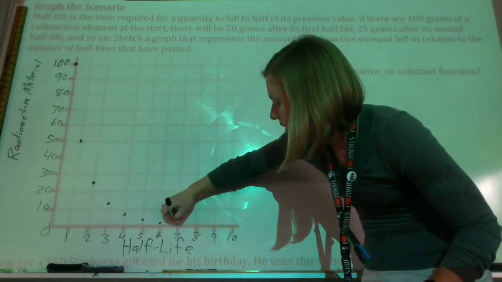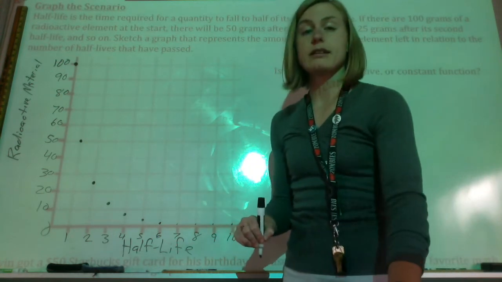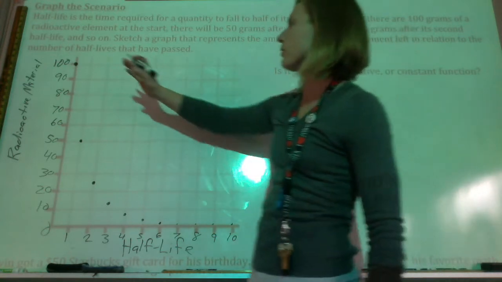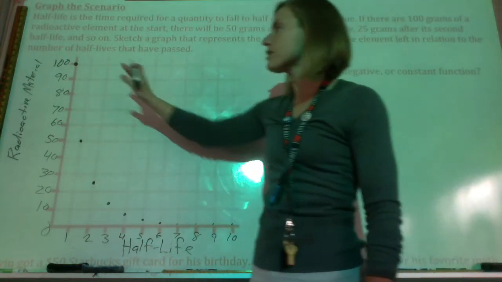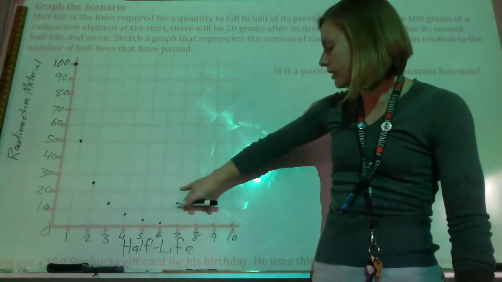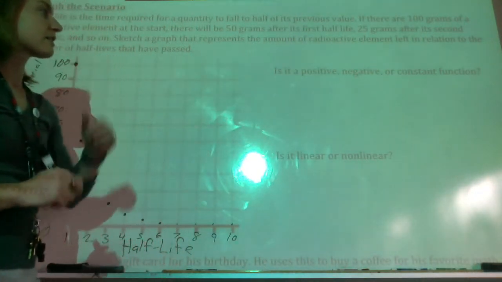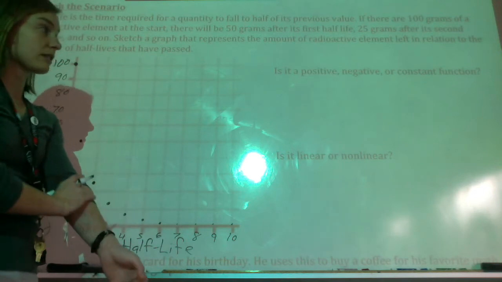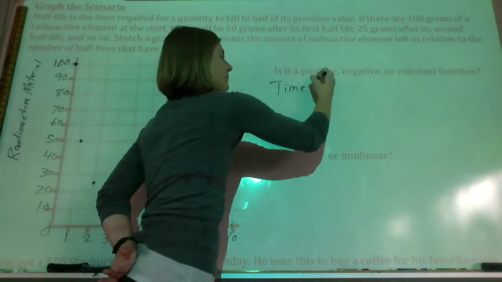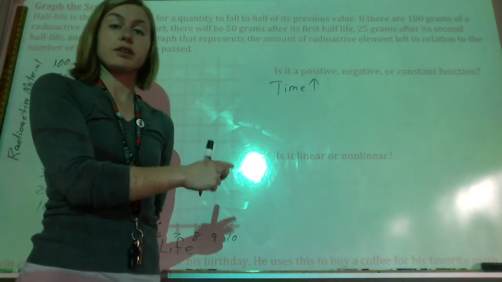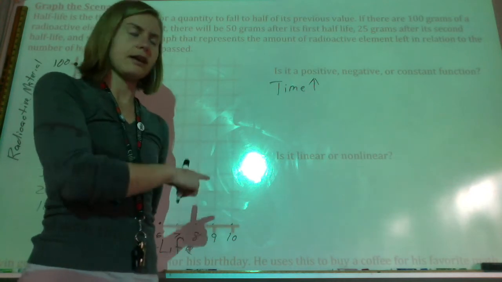And you can probably see the trend that we're essentially slowly getting next to 0, but never truly getting exactly to 0. So this is, if you are familiar with different types of graphs, actually an exponential graph, a decreasing exponential graph. And we're getting closer and closer to 0. So now let's take a look at our questions. The question is asking us, is it positive, negative, or a constant function? Well, as time increases, the amount of half-lives are increasing, what's happening to the radioactive material? The radioactive material is going down.